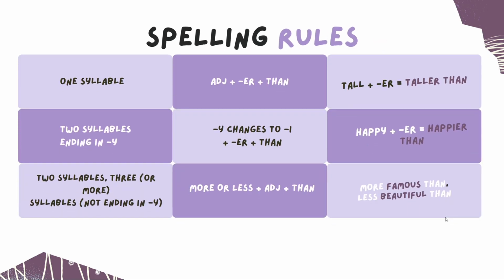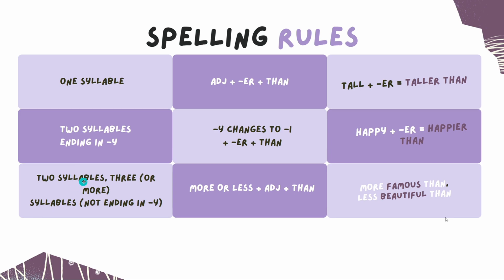Okay, now the spelling rules for the comparative. When we have one syllable, we're going to have our adjective plus er plus than. Tall plus er is going to be taller than. Now, two syllables ending in y: y changes to i, plus er, plus than. Happy plus er is going to be happier than. This word happy ends with y, but we change the y for an i, and then we add the er. It's going to be happier.